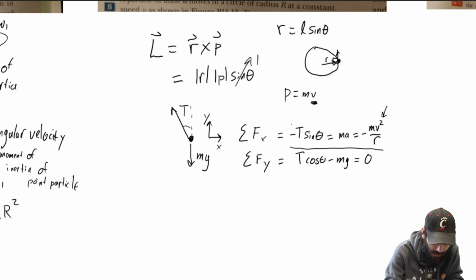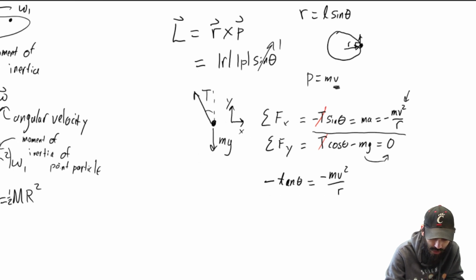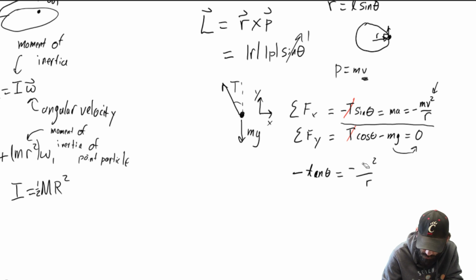And so when I do that, our T's are going to cancel. This ratio of sine over cosine is going to be a minus tangent of theta, is going to be equal to minus mv squared over r. We have an mg here, this would move over to the other side. So I'm moving this over to the other side when I'm doing this implicitly. So we have a minus mg, and that becomes plus on this side. So at the end of the day, what we have is this is going to cancel.